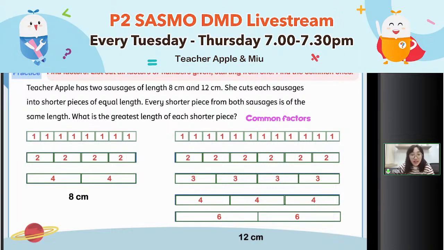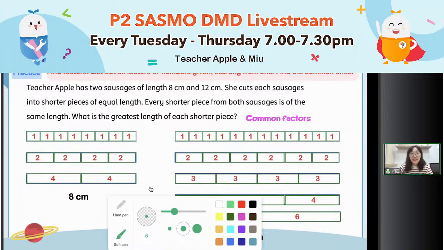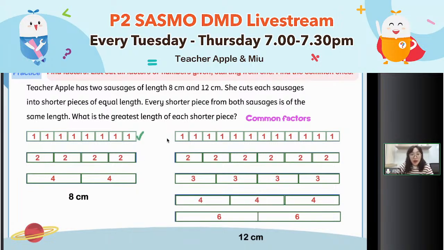Okay, after you have listed out all the factors, you try to find the common ones. Look, we have 1, 1. And then we have 2, 2. And then we have 4 and 4. Though you see, number 6 is the biggest one, for the 8 centimeter, can you find the 6? No. So back to the question, what is the greatest length of each shorter piece? You see, the answer should be 4. Understand now? Yes, it should be 4.